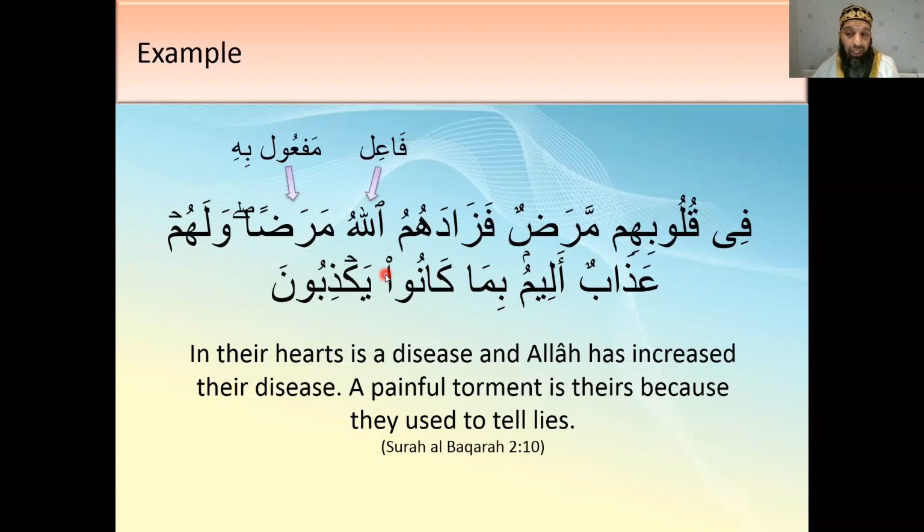Kanu, we've done kanu now. Kanu means they all used to be. Yakdhibun, they used to lie. Yakdhibun, they all lie, literally. Happy with that translation? We should be able to have a go at translating that. You need to know zada, you need to know mard, qulub, qalb. You need to know a few words, but they're coming. We're doing them in our vocabularies. Happy to move on?